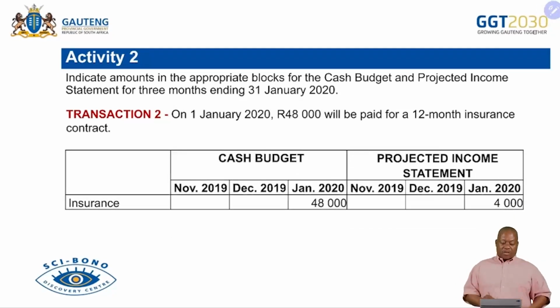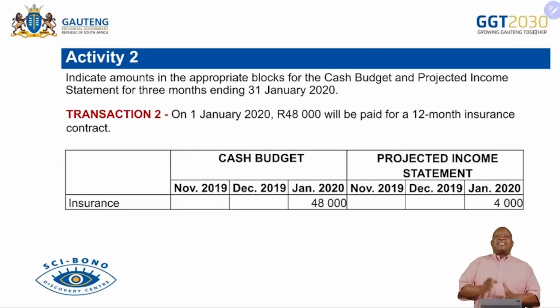In January. So it means there is no insurance paid in November. There is no insurance paid in December. There is only insurance paid in January. And how much? 48,000. We record the cash. But now, is the 48,000 the expense for January? No, it is for 12 months.